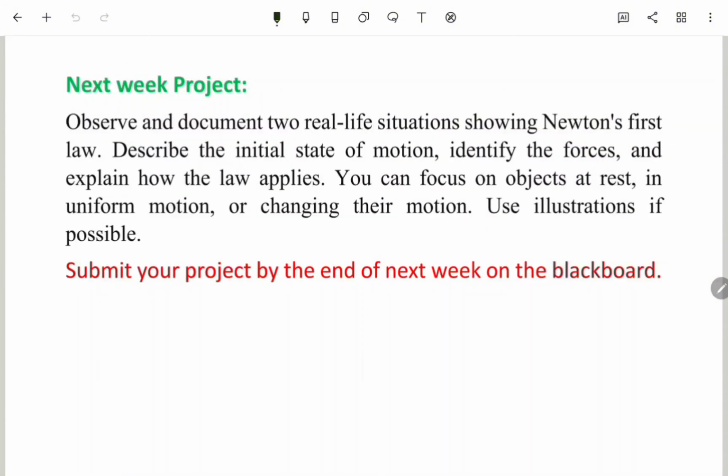For the next week's project, observe and document 2 real-life situations showing Newton's first law. Describe the initial state of motion, identify the forces, and explain how the law applies. You can focus on objects at rest, in uniform motion, or changing their motion. Use illustrations if possible.